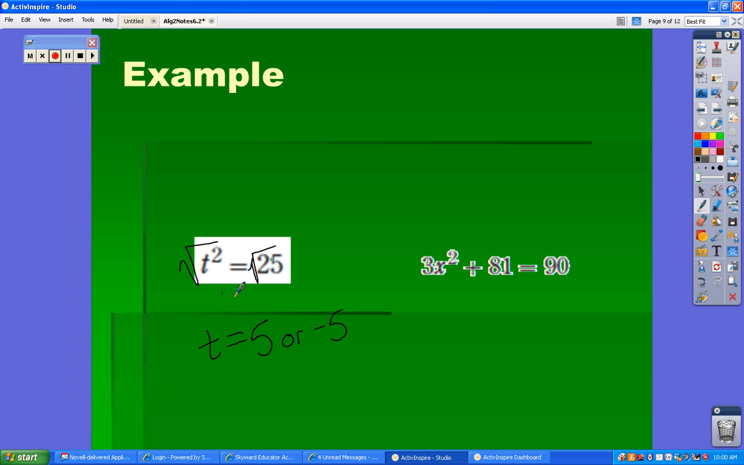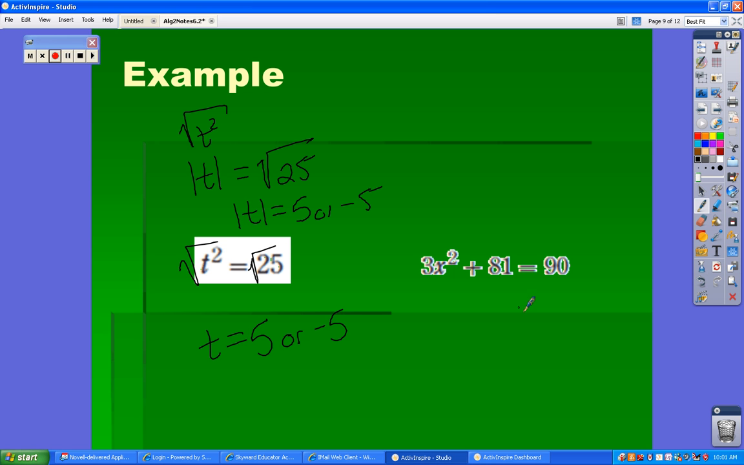So hopefully what I'm hoping you will do is when you take the square root of t squared, you're like, oh, square root squared. That's the same thing as absolute value of t equals square root of 25. Then you'll remember two bars, two problems: t equals 5 or negative 5.